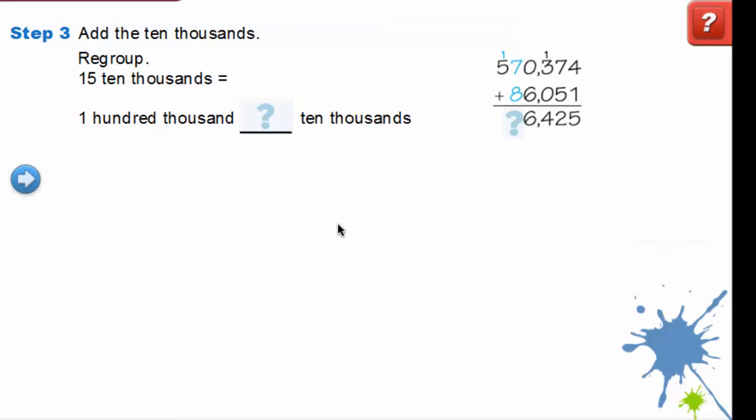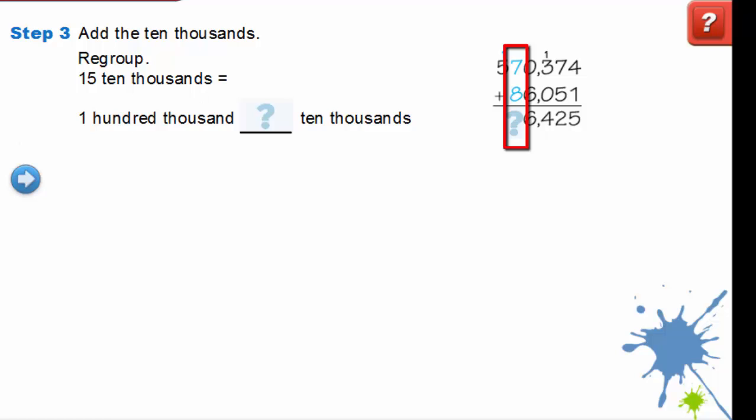Next step, we're going to add the 10,000s. 7 plus 8 equals 15. Do we need to regroup? Yes, because we have 2 digits in that sum. So it's like saying 7 10,000s plus 8 10,000s equals 15 10,000s.